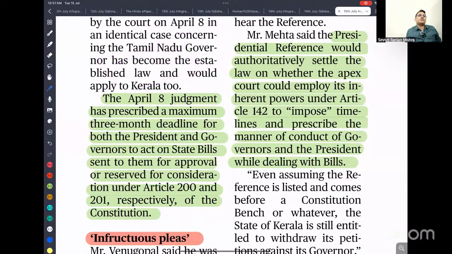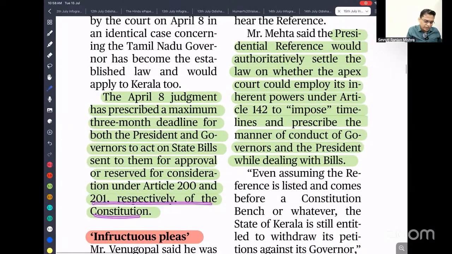So it created a constitutional deadlock, because whenever an elected government passes a bill, if the governor, without having any elected power, simply opposes and doesn't pass it, that creates a hurdle. That is the reason the Supreme Court said in the Tamil Nadu case that all the bills are deemed to be passed because they had been reserved for more than a reasonable time. On that basis, the Supreme Court set a 3-month deadline for both the president and governor to act on a state bill sent to them for approval or reserved for consideration under Articles 200 and 201 respectively.